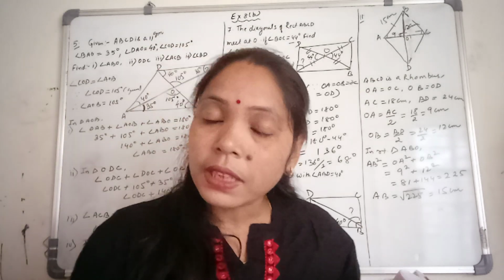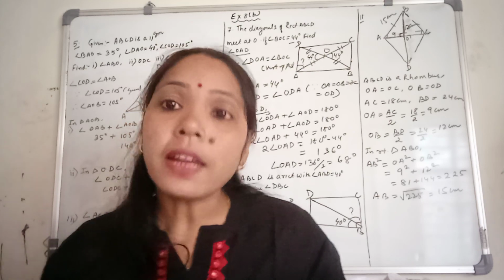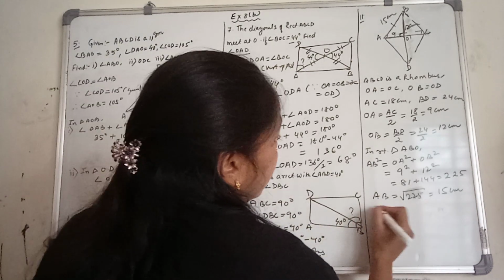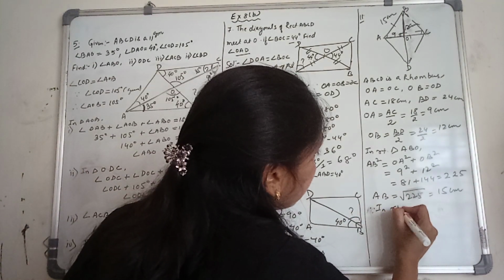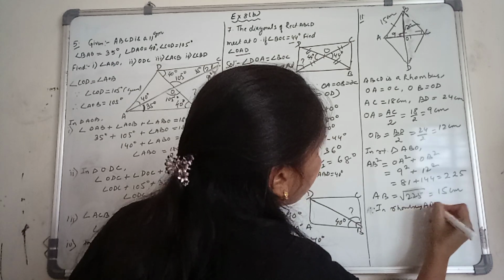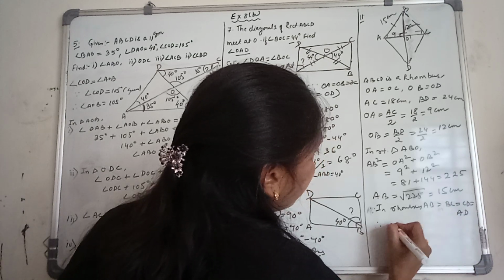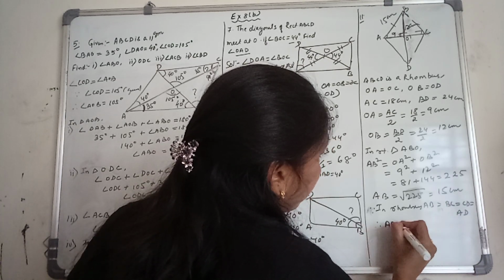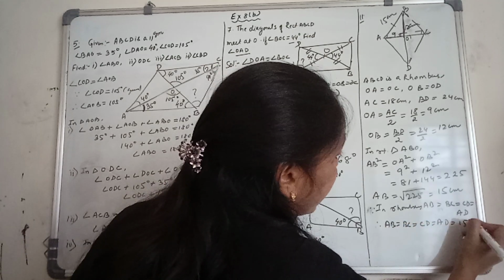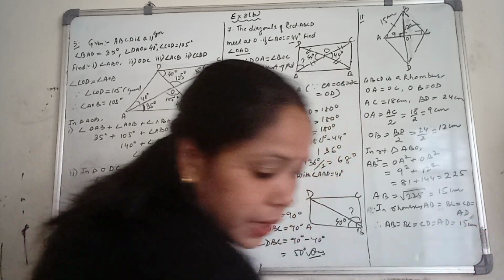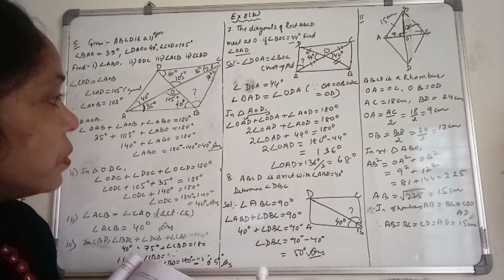We have to find all the sides of the rhombus, and we know that in a rhombus all the sides are equal. So I can write, since in a rhombus AB is equal to BC is equal to CD is equal to AD, therefore AB equals BC equals CD equals AD equals 15 centimeter. I hope this is clear to all of you.